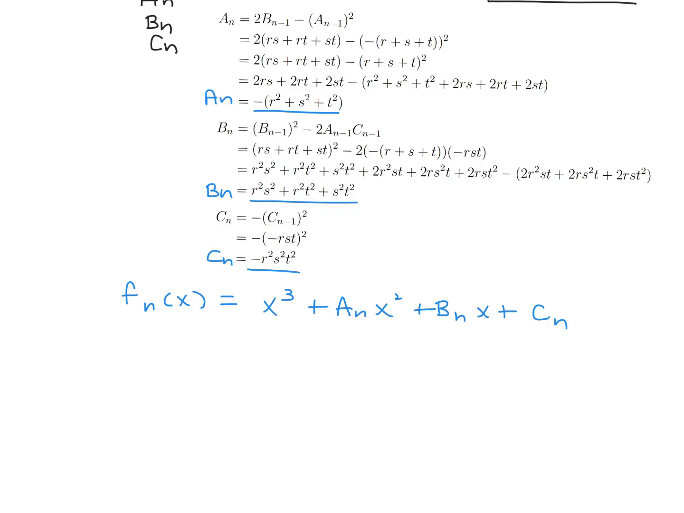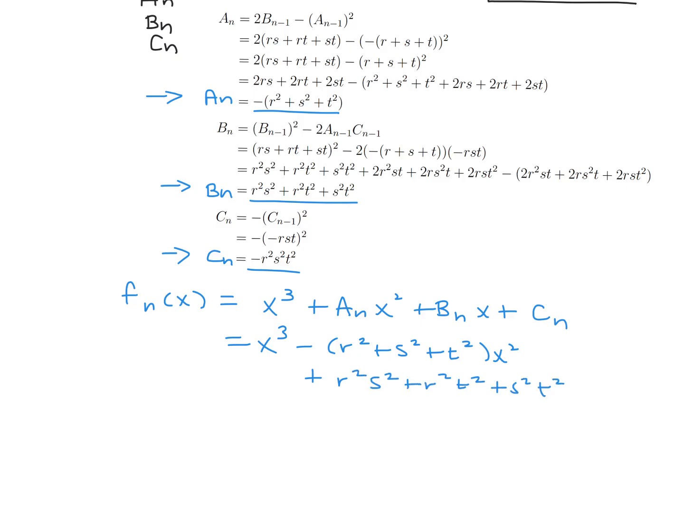And therefore, if we add these coefficients, you'd basically have x to the power of 3 plus, it should be minus actually, minus r squared plus s squared plus t squared, times x squared, plus r squared s squared plus r squared t squared plus s squared t squared, times x, and then plus cn, which in this case is minus r squared s squared t squared.